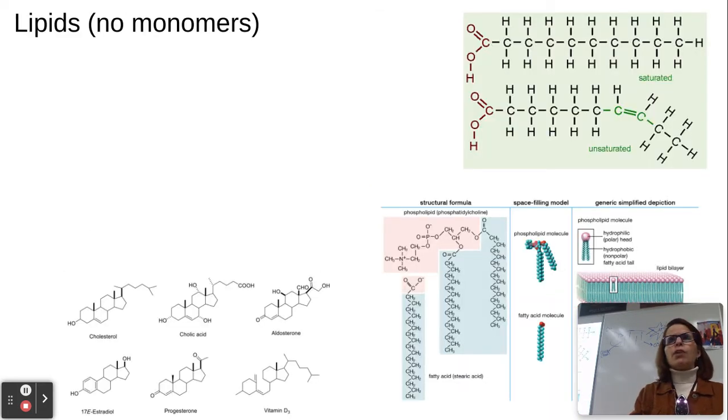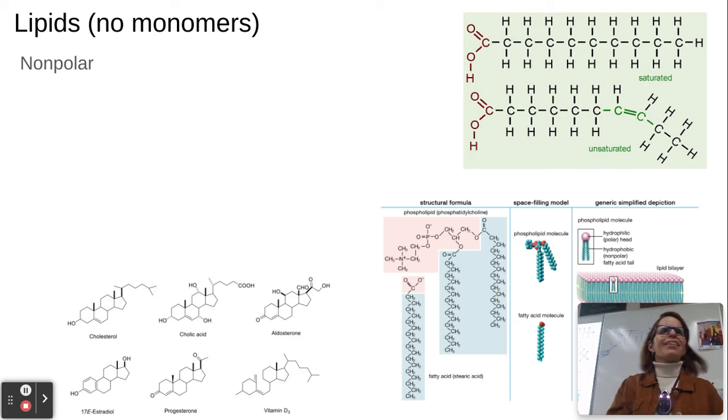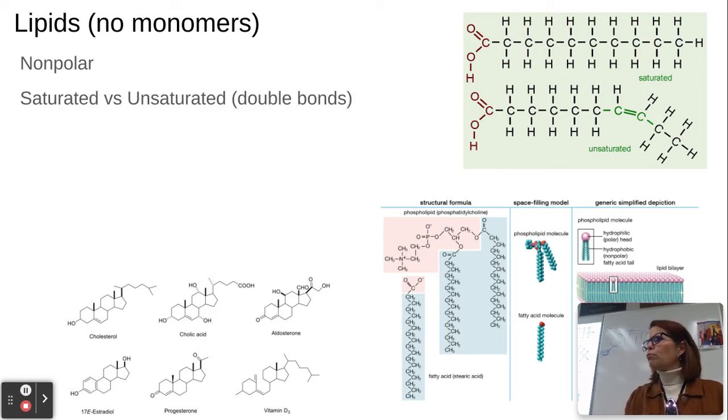Okay, I said that I would talk about lipids specifically, and that's because they don't have monomers. So I just want to mention a few things. Remember the important things about lipids, like they're nonpolar. So that's a unique aspect of the lipids. They don't dissolve well in water. Remember the difference between saturated and unsaturated.